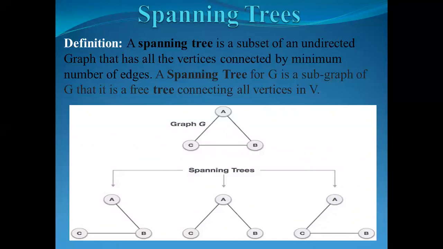What is 3 power 3 minus 2? 3 power 3 minus 2 is 1. So 3 power 1. There are 3 spanning trees possible.